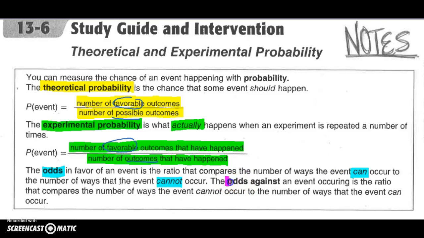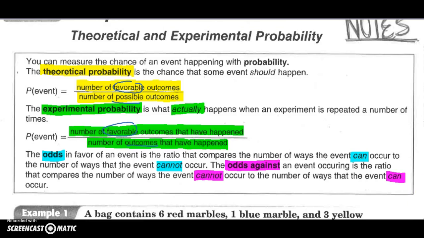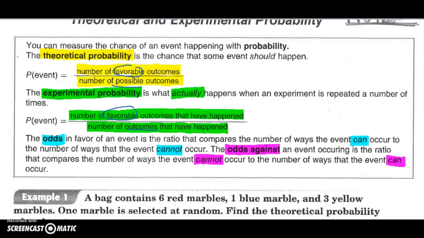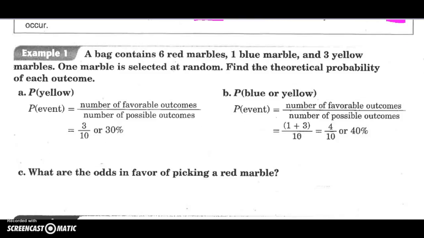Then there's also odds against something happening. That's when we measure the ratio that compares the number of ways that the event cannot occur to the number of ways that it can occur. So you have to just pay attention to, are we wanting the odds in favor of or the odds against? As we try to sort out all of these definitions, we will refer back to our important box.